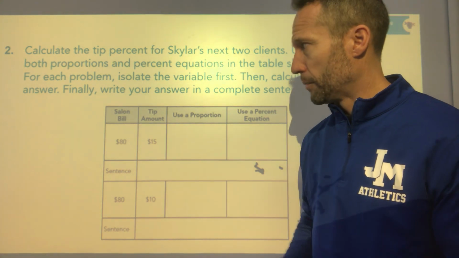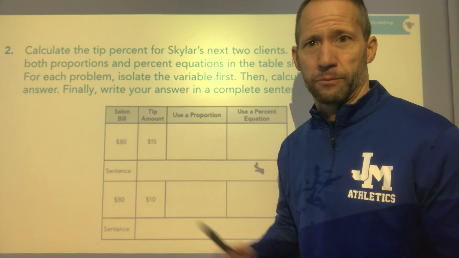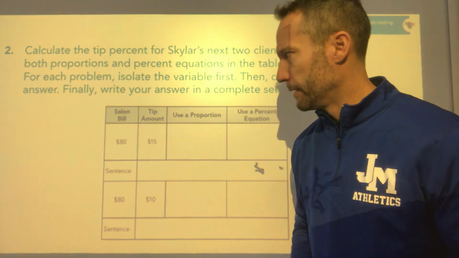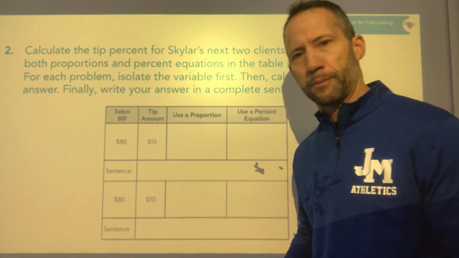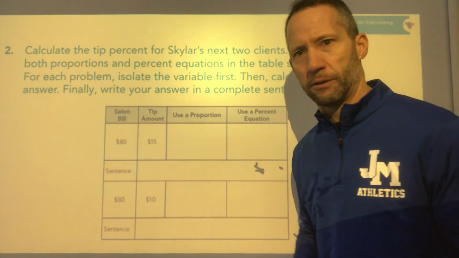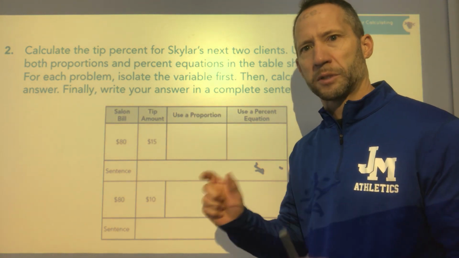So in our first problem, we're at a salon. Students had a tough time with this, but we figured it out. $80 was the bill. The tip that this individual gave to that person at the salon was $15. And so we're looking for the percent of that tip. So we're specifically looking for the percent.